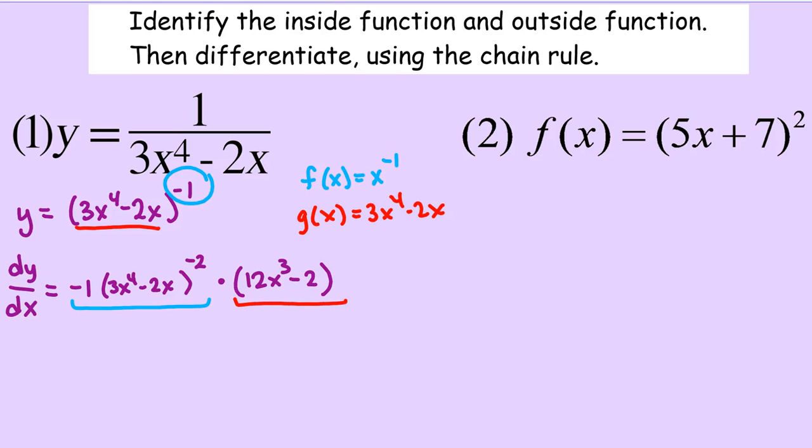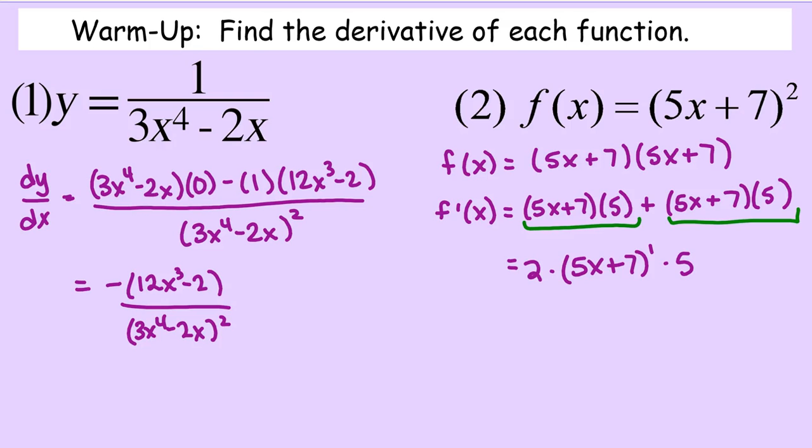Now what I'm going to do is just show you that we get the same answer we got using the quotient rule. So I'm going to take the -1, leave it on the outside. We have 12x cubed minus 2, and then because of the negative exponent, I'm going to move this thing to the bottom. And you'll recall that that answer is exactly the same as the answer we got earlier in the warm-up. See, right there.